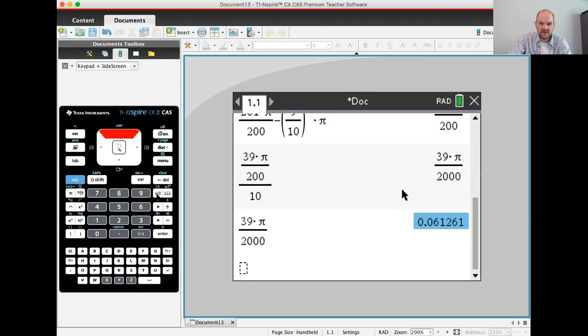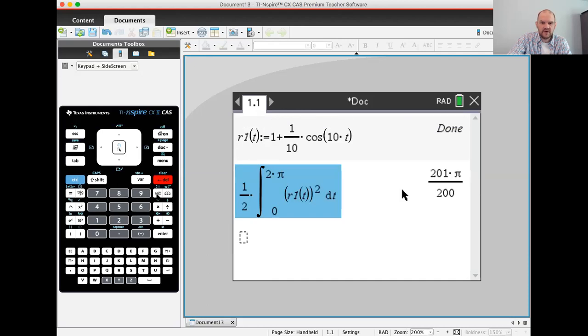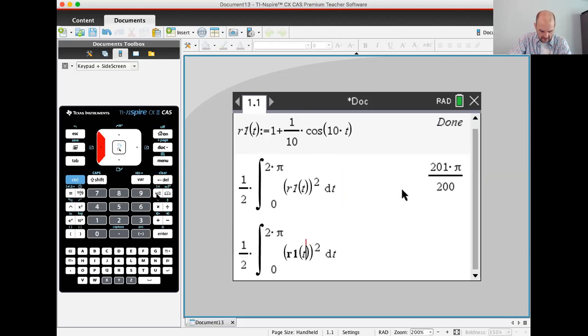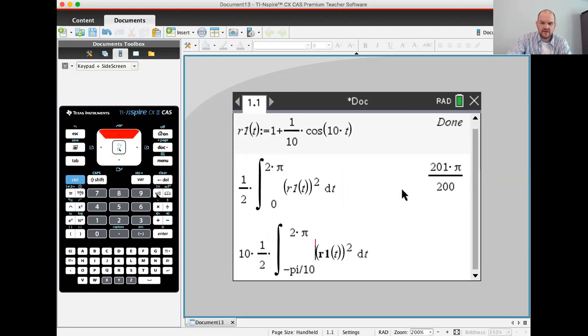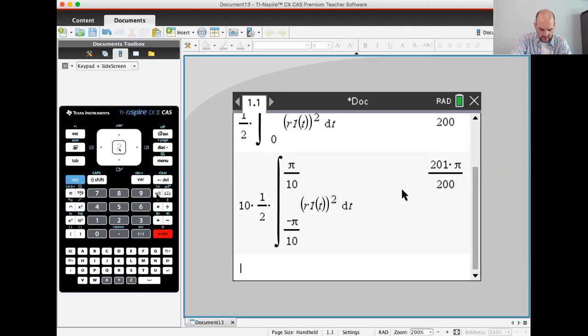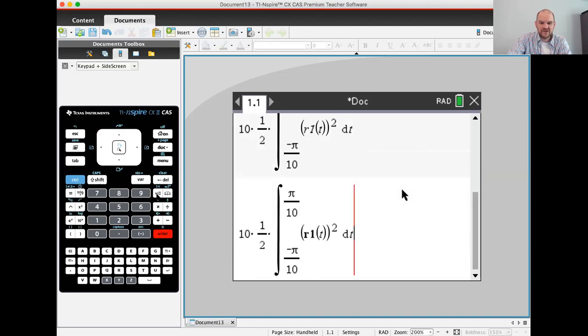Let's find out. Let's keep going. So I think that's the answer, but we're checking these. So let's do 10 times 1/2, and then go negative pi over 10 to pi over 10. All right, so there we go. Same answer. Oh, thank God. And we could have gone 20. You set them up and you hope and you're pretty sure, but it's so good when you get the actual thing.